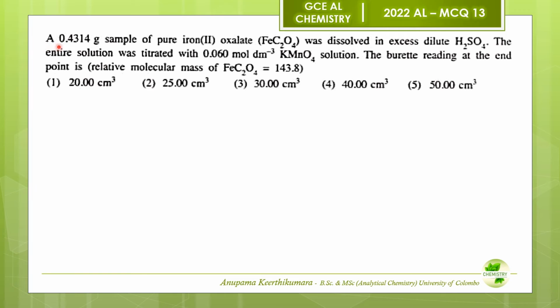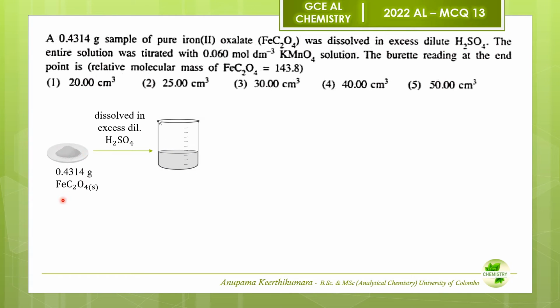A 0.4314 gram sample of pure iron(II) oxalate was dissolved in excess dilute sulfuric acid. When solid iron(II) oxalate dissolves in excess sulfuric acid, the solution contains aqueous Fe2+ ions and aqueous oxalate ions. As this solid is dissolved in sulfuric acid, this medium is acidic.